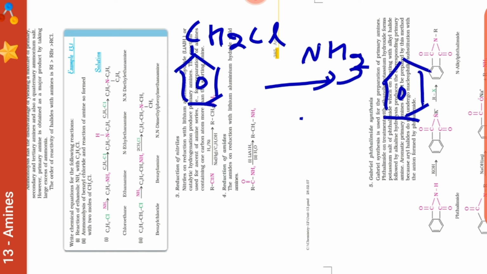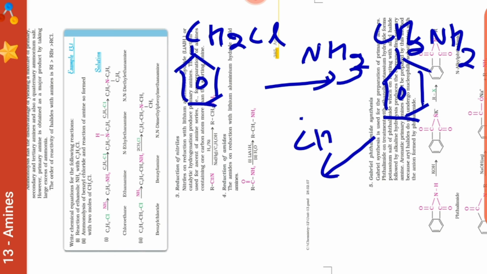Okay students, then what is the formula of benzyl chloride, beta? This is the formula, C6H5CH2Cl. This is the benzyl chloride formula, and we are giving its reaction with ammonia. And what will you get over there? Same reaction. You will get C6H5CH2NH2. Clear?